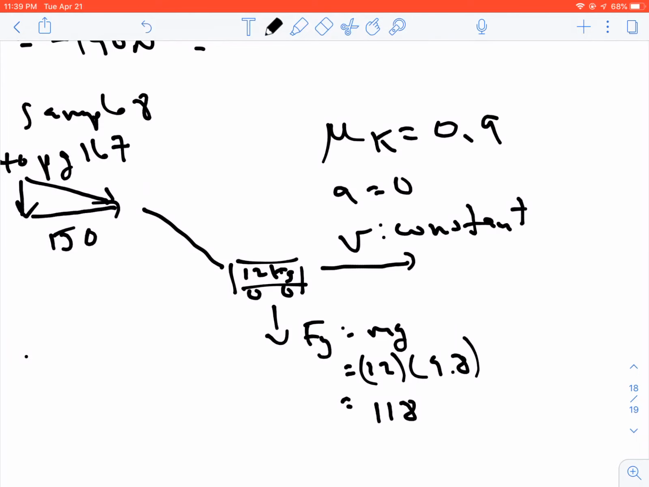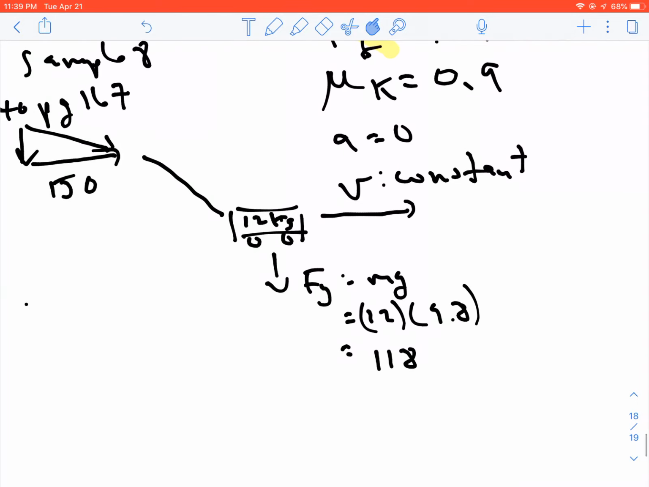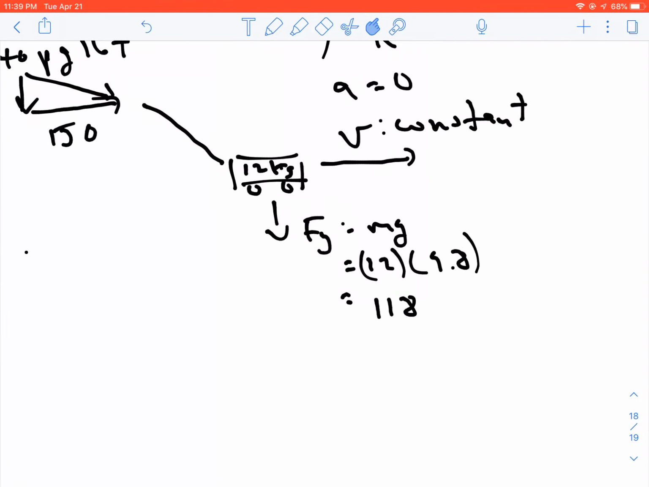Okay, so what we're looking for is the frictional force. And I know that the frictional force is equal to mu times the normal. So I need to know mu, and I need to know the normal, and I can calculate my missing frictional force here. Now, this isn't quite as simple as it looks, because when I think about the normal force, let's just draw the free body diagram for the lawnmower here.